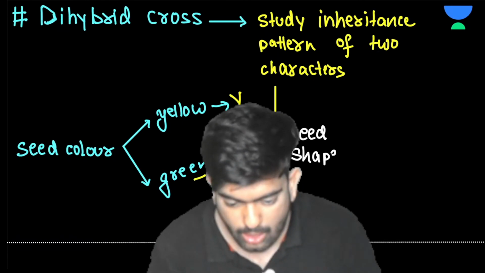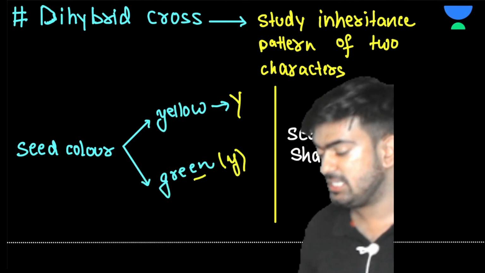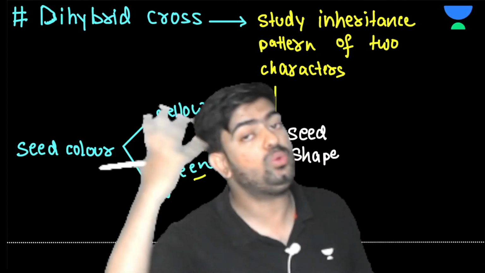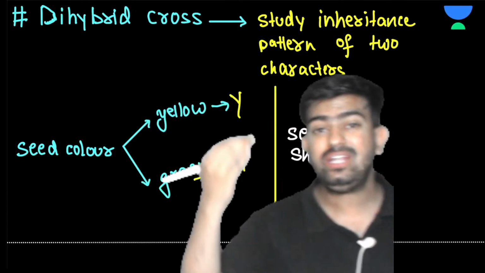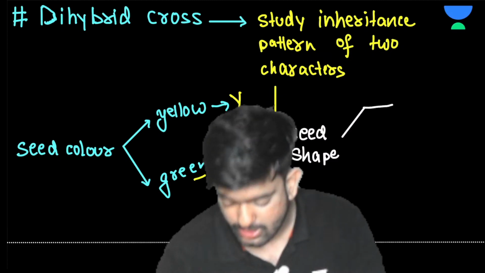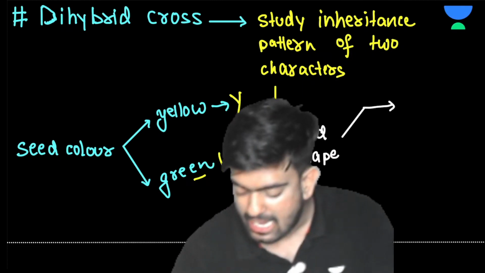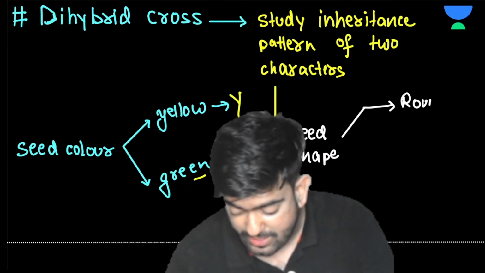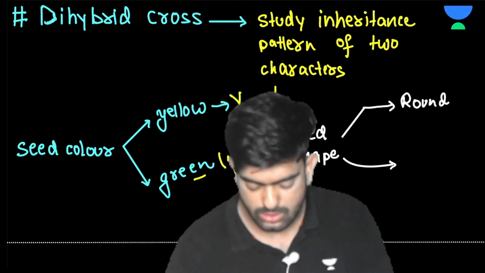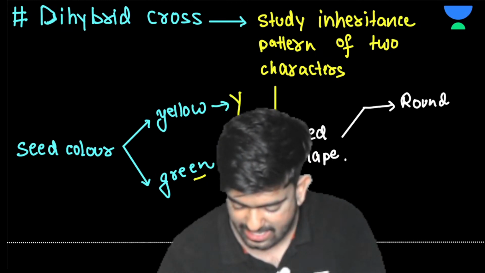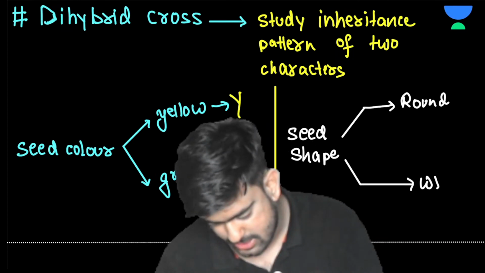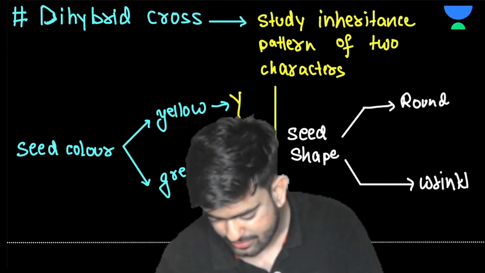Now here we can see that the seed shape comes in two categories, two types. One type is round, and the other one is wrinkled. We already discussed the 7 contrasting characters, and in those 7 contrasting characters we have these kinds of characters. So we have round and wrinkled.